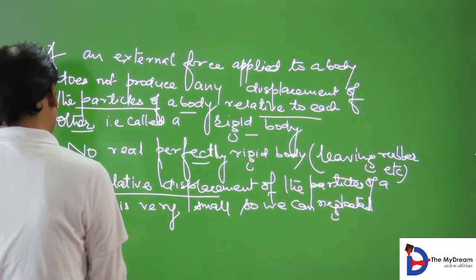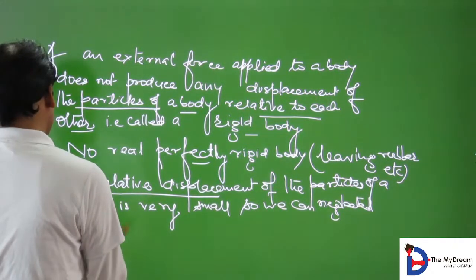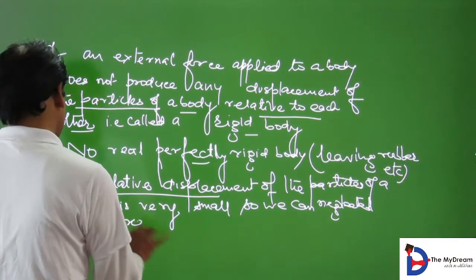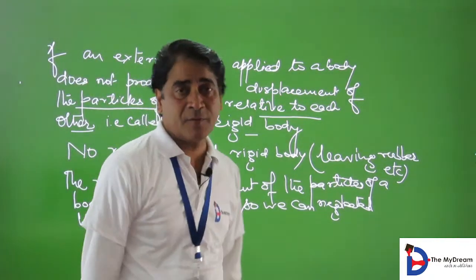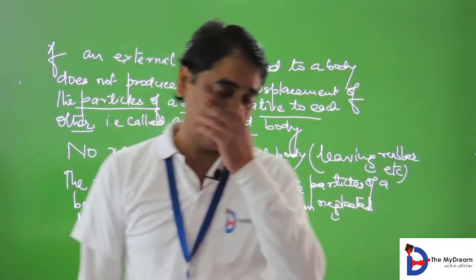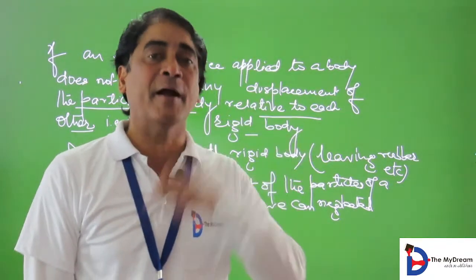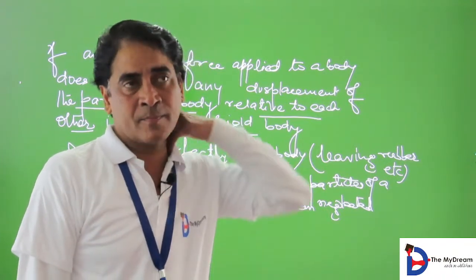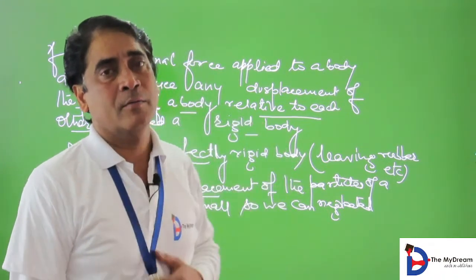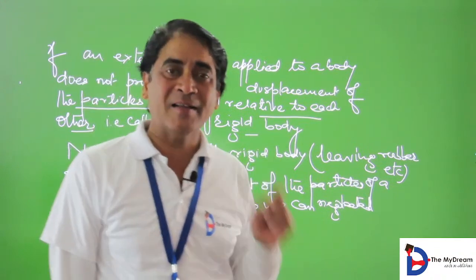So if any external force is applied on an object that does not produce any kind of displacement of the particles of a body relative to each other, that is called a rigid body.